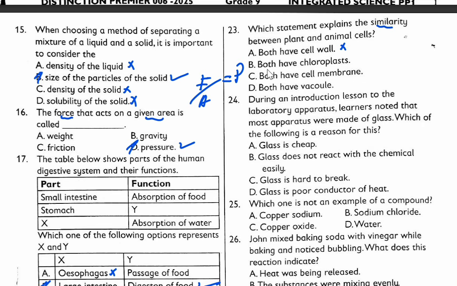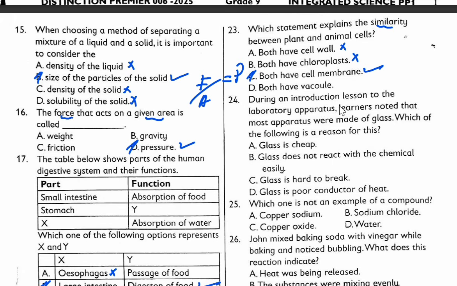What about B? Both have chloroplast. That one is not true. Chloroplast is for photosynthesis, and therefore it is found in plants and not animal cell. Also, both have vacuole. For me, a vacuole can be present or absent in animal cell, and therefore the one which is true is both have cell membrane. So to be safe, the correct answer is C. Both have cell membrane. Number 24.